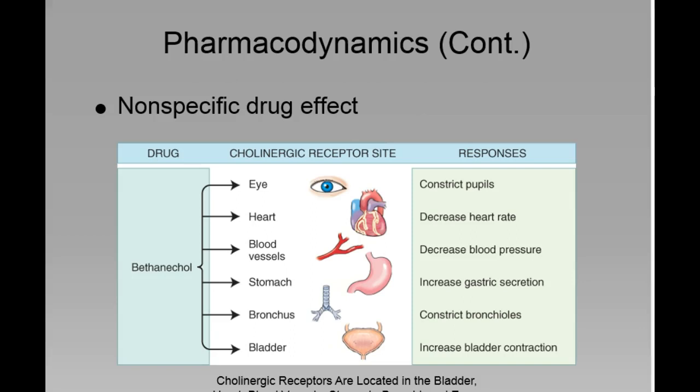Many agonists and antagonists lack specific and selective effects. A receptor produces a variety of physiological responses, depending on where in the body the receptor is located. Cholinergic receptors are located in the bladder, heart, blood vessels, stomach, bronchi, and eyes. A drug that stimulates or blocks the cholinergic receptors affects all anatomic sites of location. Drugs that affect various sites are non-specific drugs and have properties of non-specificity.